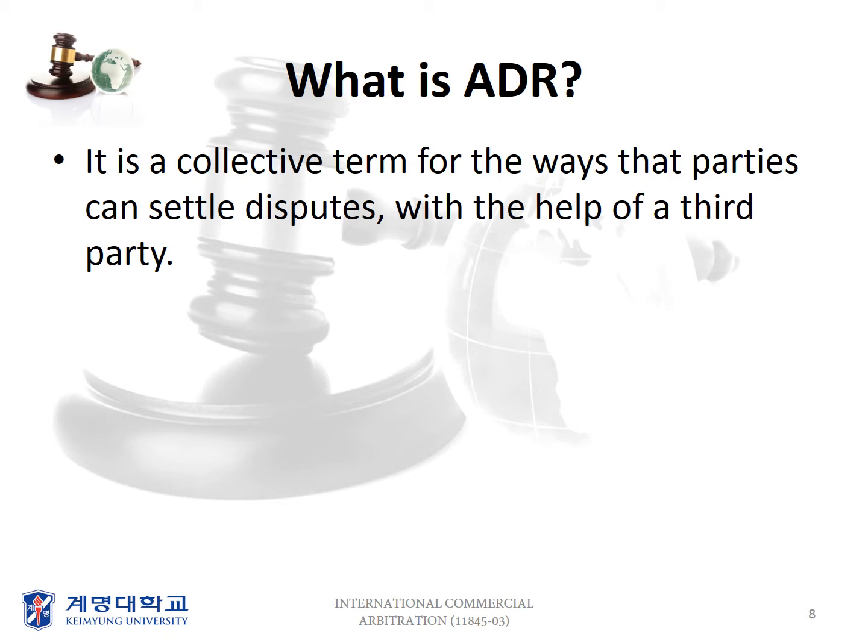Alternative dispute resolution is a collective term for the ways that parties can settle disputes with the help of a third party, meaning you're going to settle the dispute out of court. And you know what, in our country, if a dispute happens in the community or in business, wherever the business is located, we initially go to the community center.